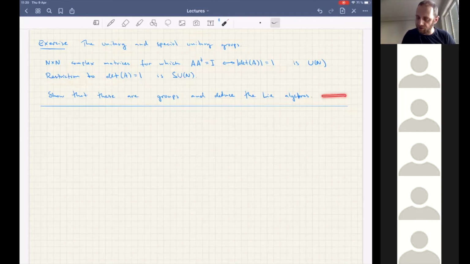And the exercise is to show that those are groups, so that they satisfy the group axioms, and to deduce what their Lie algebras are, just as we deduced the Lie algebras of GLN and ON. You don't need to write this down.